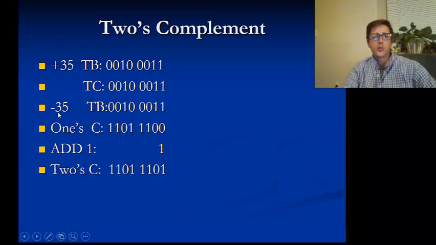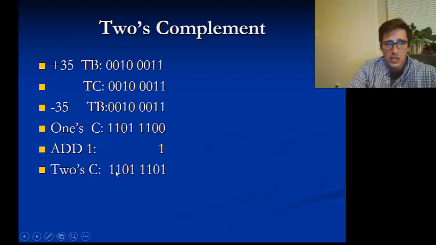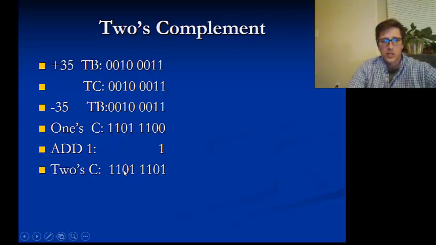Now if we were to do negative 35, we look at the two's complement, which is the same as the 35 before, and then we complement it. We do a one's complement, which means that anywhere there's a 0, there's a 1, and anywhere there's a 1, there's a 0. Then we add 1 to that, and that is our two's complement number. It's not easy to see that it's 35, but we can tell there's a 1 in front, so we know it's a negative value.